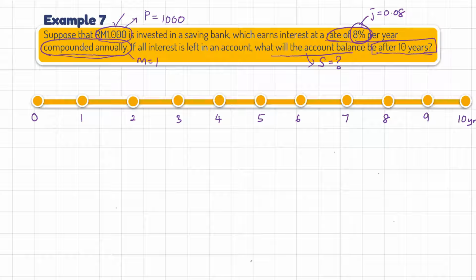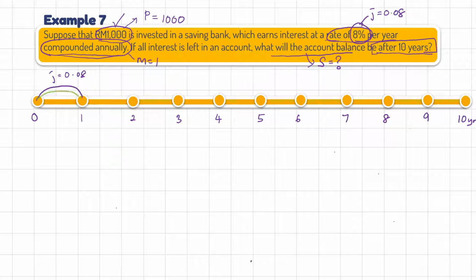First of all, here we have J. So J will be here from 0 to 1 year. So this will be our J equals to 0.08 and compounded annually. So I will be using the green color to show the compounding interest. So the compounding interest will happen yearly.